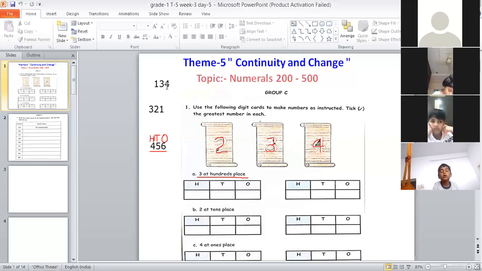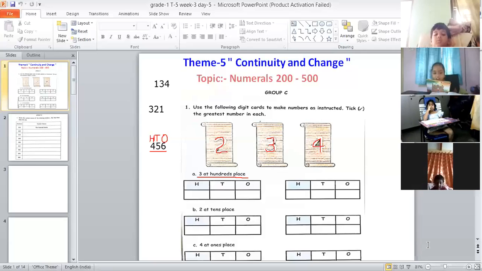134. How will you read 134? Again, you are saying 3, 4. Is this the correct way? No, ma'am. Then what will be the answer? 134. Vineet, have you understood how to read?